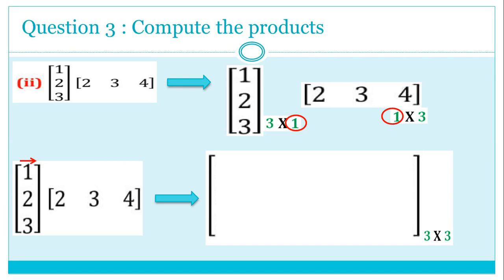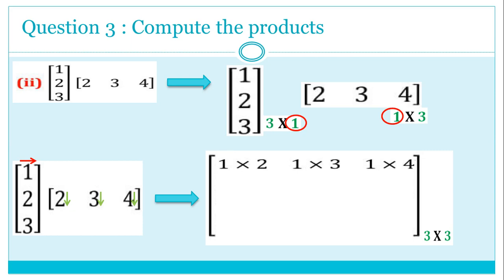We will multiply the first row with the first column, then the first row with the second column, and then the first row with the third column, and then we will get the resulting 3 elements in the first row. Simple. 1 is multiplied with 2, then 1 is multiplied with 3, then 1 is multiplied with 4, and we got the 3 elements of the resulting matrix.